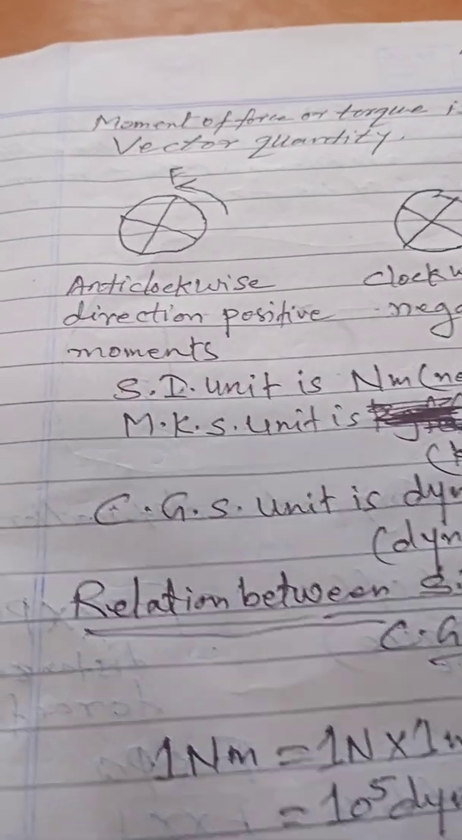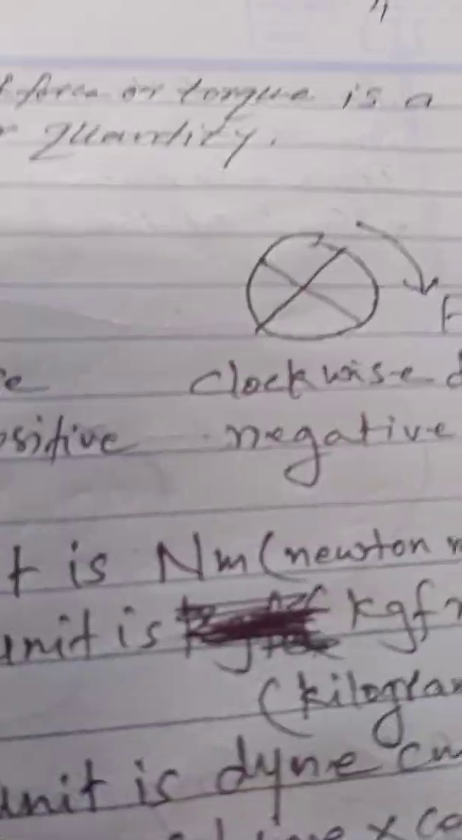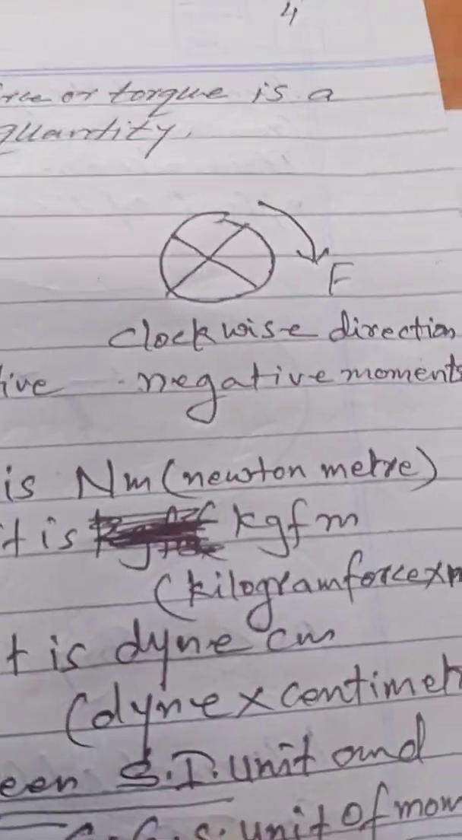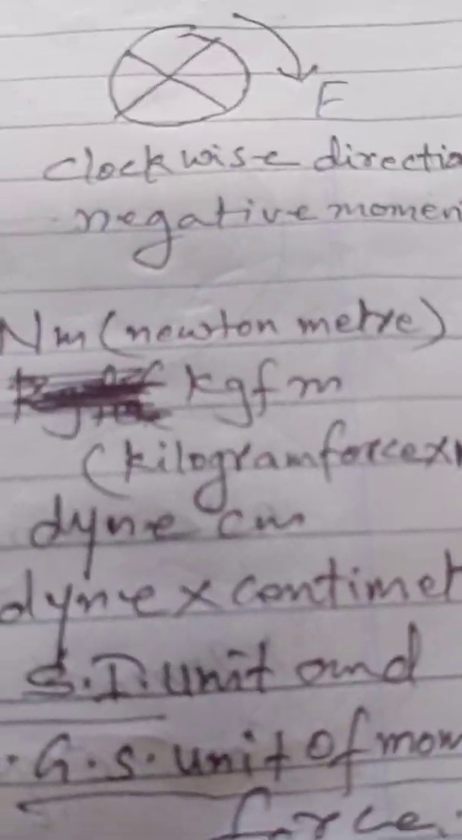Next, the moment of force or torque is a vector quantity, and its direction is anti-clockwise or clockwise. Anti-clockwise direction is positive moment, clockwise direction is negative moment. SI unit is Newton meter, MKS unit is kgf meter, meaning kilogram-force meter, and CGS unit is dyne centimeter.